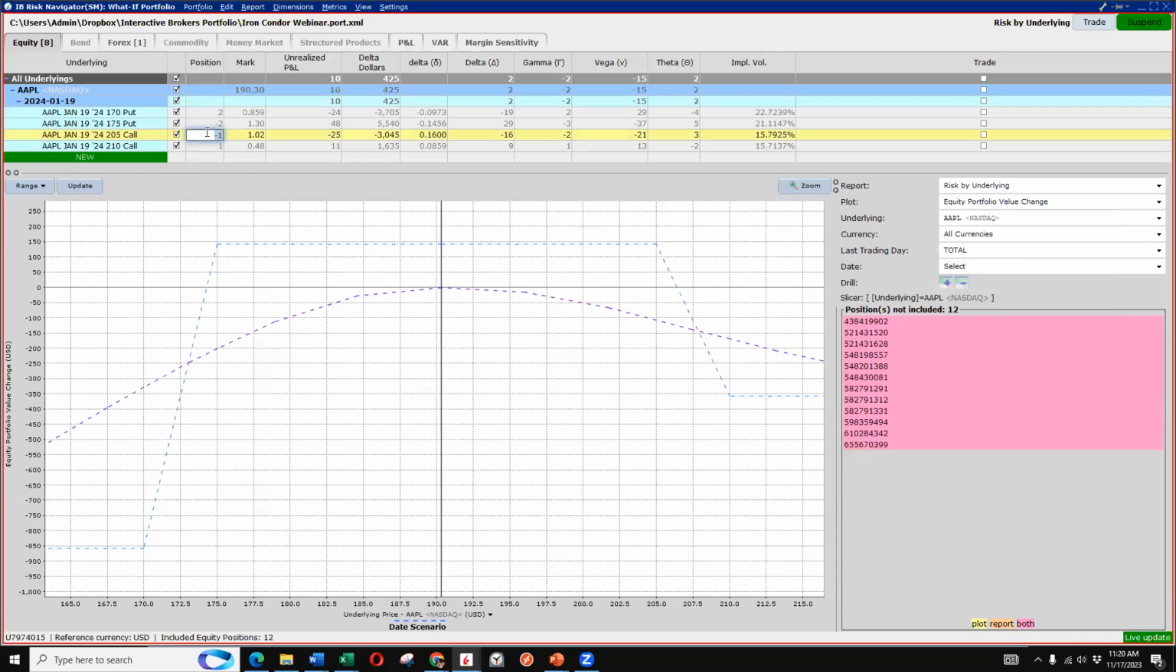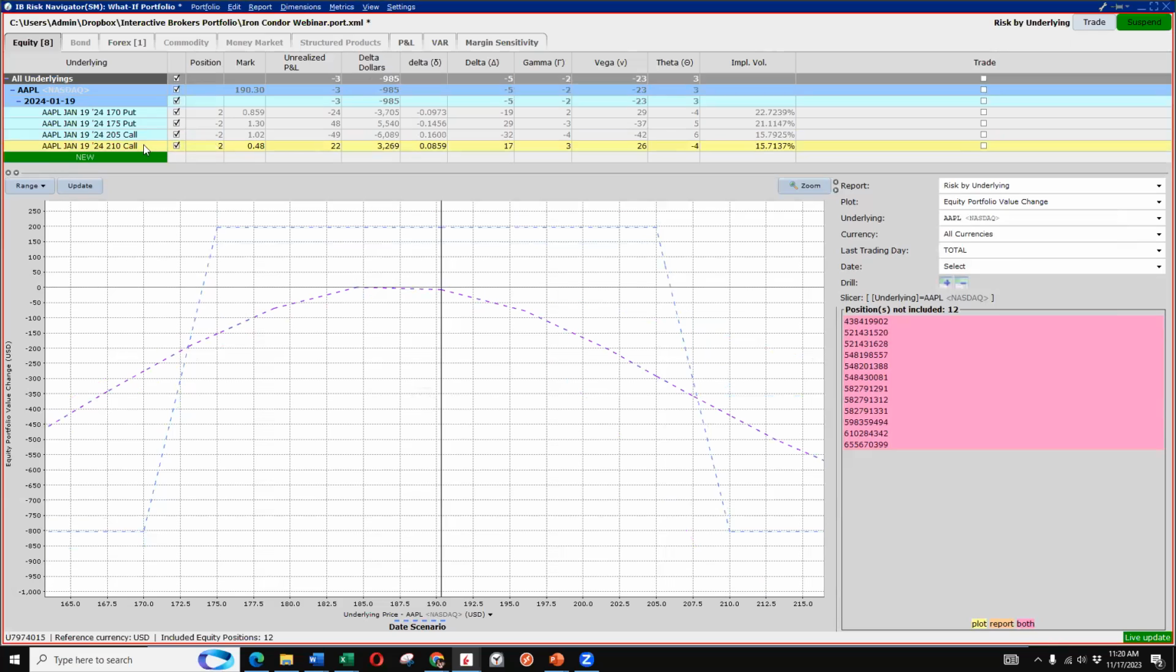And that's the unbalanced version. If we were going to do the full Iron Condor, we'd have the 2 contracts there. Now we're all even on both sides. We've generated a little bit of extra premium and we're looking pretty good.